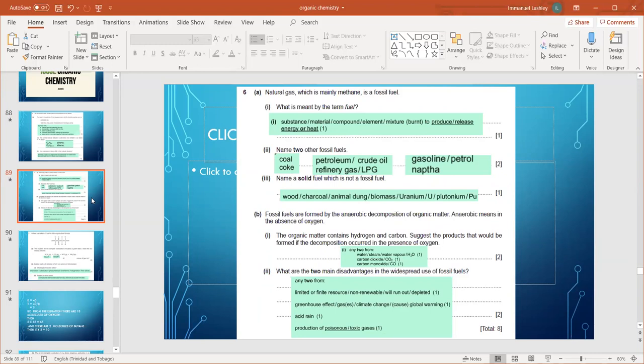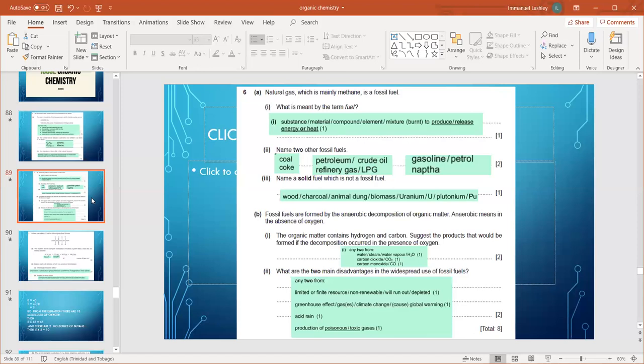Right. Question: name 2 other fossil fuels. We have coke. You could use coal. You could use petroleum, crude oil, refinery gas, LPG, gasoline, petrol, naphtha. Any of those would be fine. They say name a solid fuel which is not a fossil fuel. You have wood, charcoal, animal dung, animal waste, biomass, uranium, plutonium are all examples of solid fuel which are not fossil fuels.